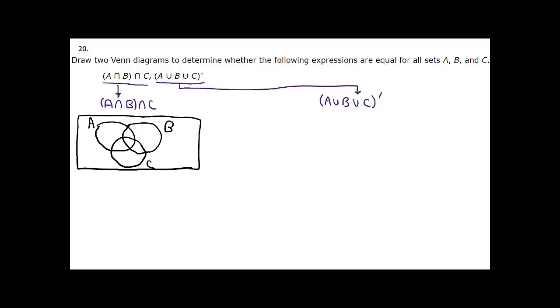On the left, it says A intersect B. Well, that's just the overlap between A and B. So I use those diagonal lines to shade the overlap. And then you want to get C. Well, C is everything inside of circle C. So I did diagonal lines in one direction for A intersect B, and diagonal lines in the other direction for the set C.